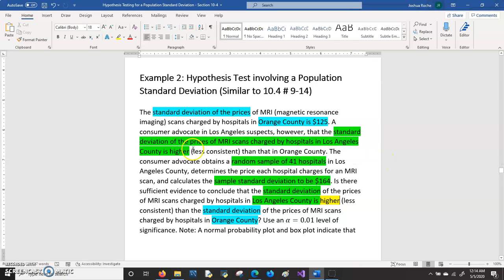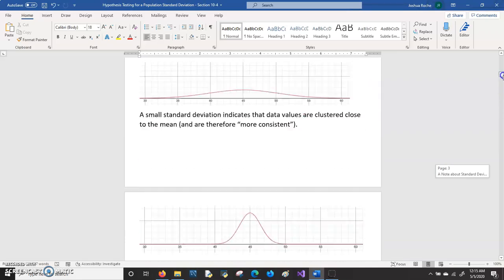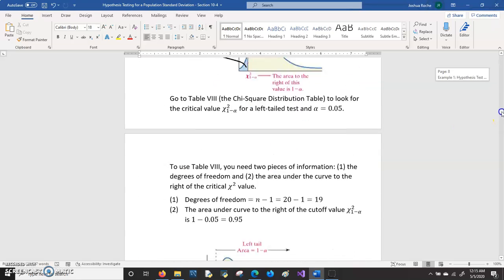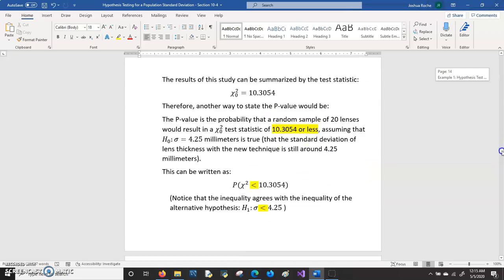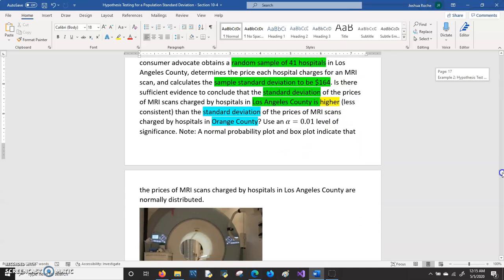Also, note that when they say a higher standard deviation, another way of saying that is the data is less consistent. And remember that at the beginning of these notes, there was an explanation about standard deviation. When the standard deviation is very large, that means that your data is less consistent. Your data values are more spread out. And that's the concern, that in Los Angeles County, the MRI scans are more spread out in their prices.